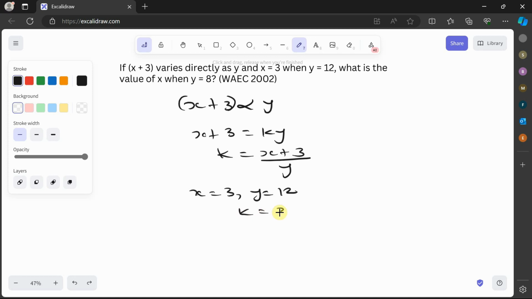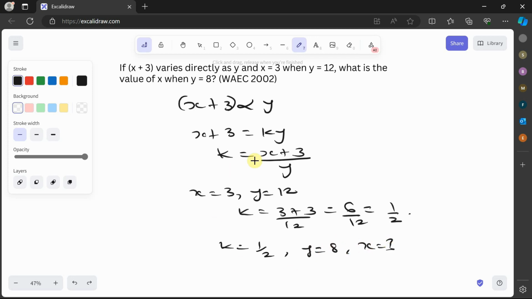So k is equal to 3 plus 3 all over 12. And that will be 6 over 12, and that is 1 over 2. So k is 1 over 2. And also, what's the value of x when y is 8? So we know that k is equal to 1 over 2, y is equal to 8. So we want to find what?